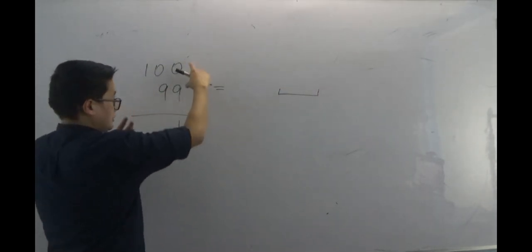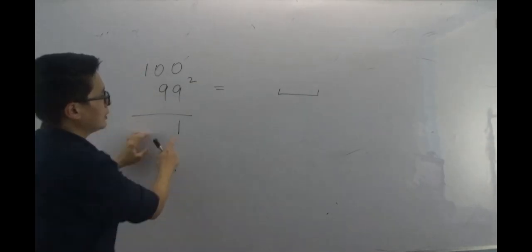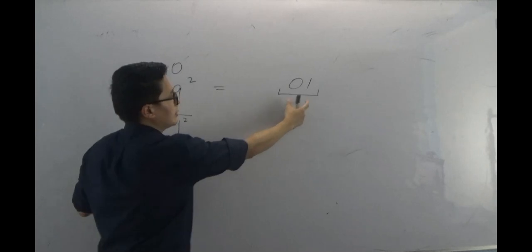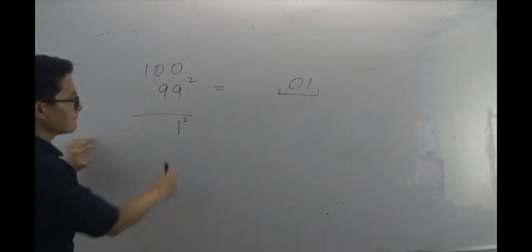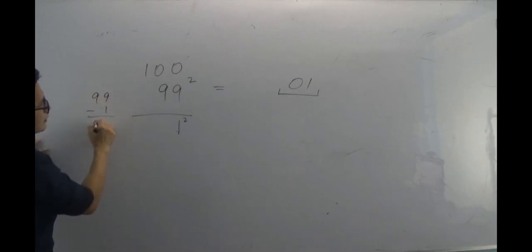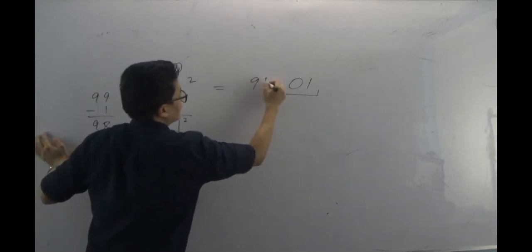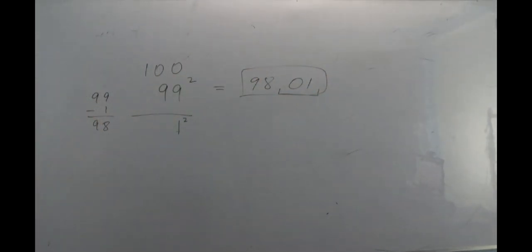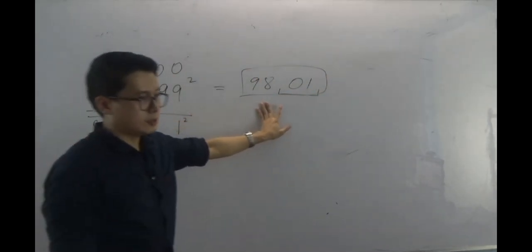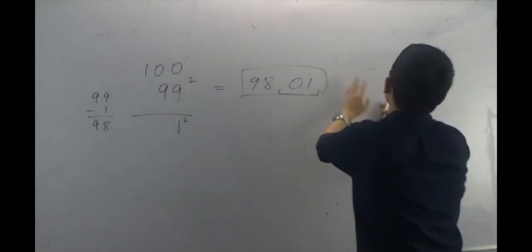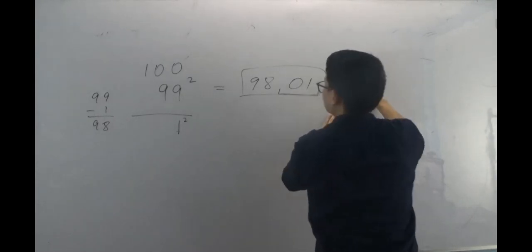First, the difference between 100 and 99 is 1. The square of the difference you have to put here; since it's a single digit you just put 0 here. Now this difference has to be subtracted from the number itself, you get 98, and you put 98 here. So 9801 is the square of 99.